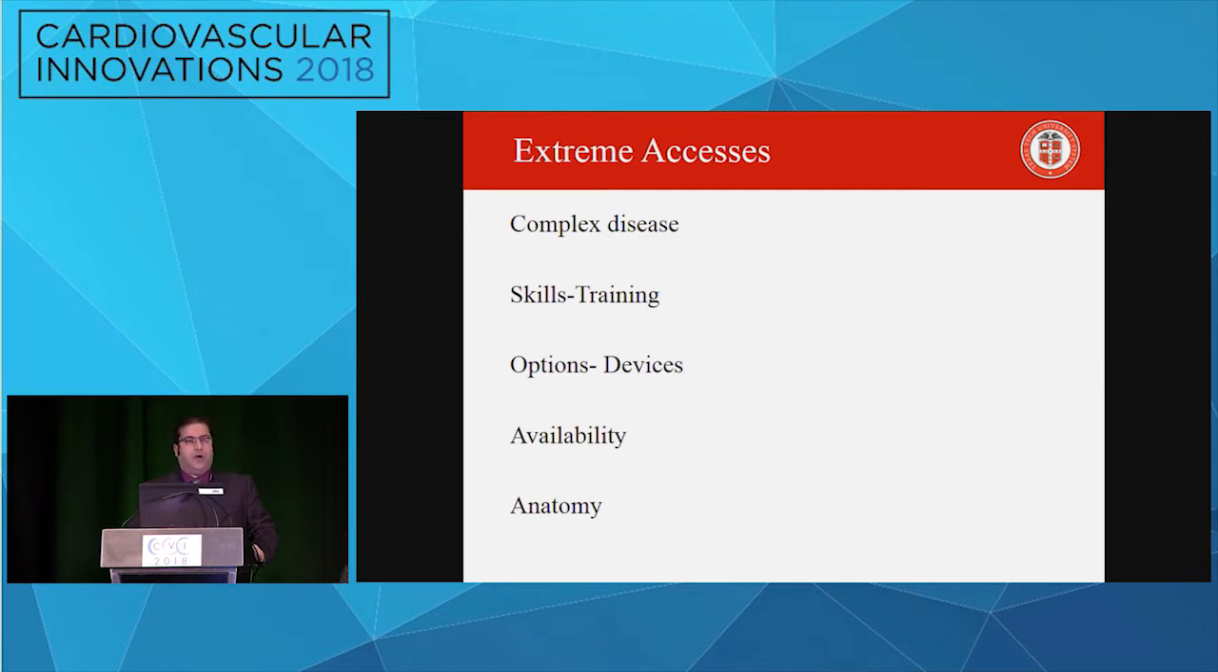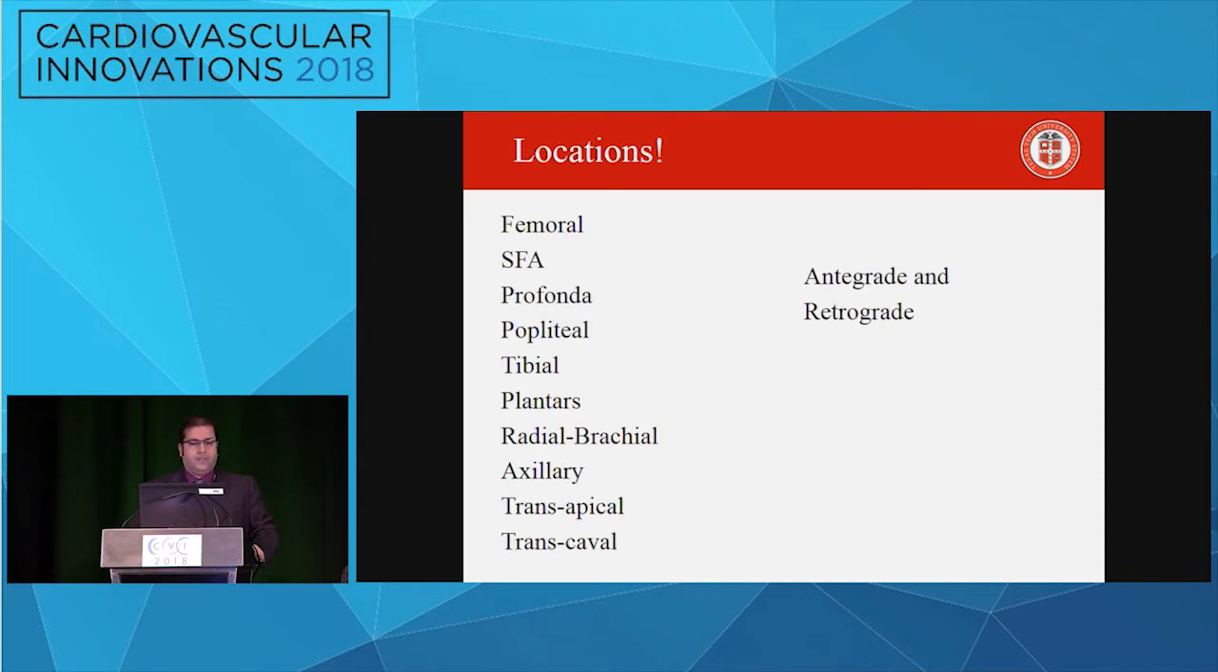And then it depends on what kind of options and what kind of devices are available to you, and what options depending on the patient's anatomy as well, and the availability for the procedure. These are the different locations: the femoral, SFA, and we have done profunda accesses in times when we have to go and fix something in the common femoral and the SFA is in trouble. Popliteal accesses, tibial and plantars are common now. A lot of talk in this meeting on both of those.